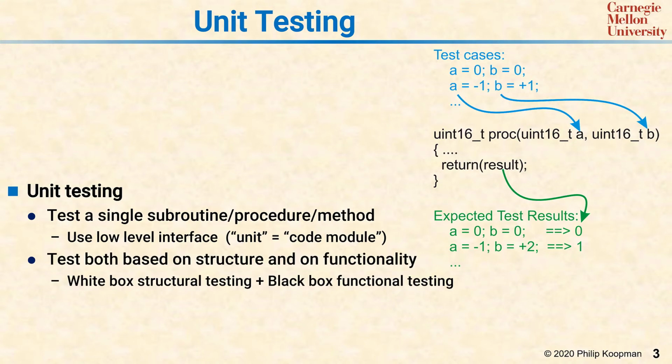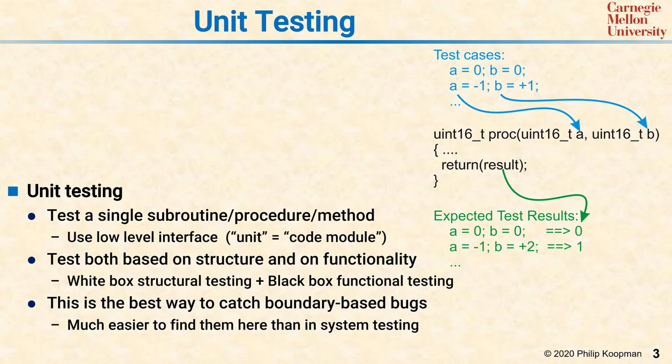Unit tests should include both structure and functionality. Structure are white box tests, functionality are black box tests, and we'll talk about both of those. Unit testing is your best chance to catch boundary-based bugs and other bugs due to slight imperfections in how the code was implemented. It is going to be much easier to find those sorts of bugs here in unit test than at the system testing level.